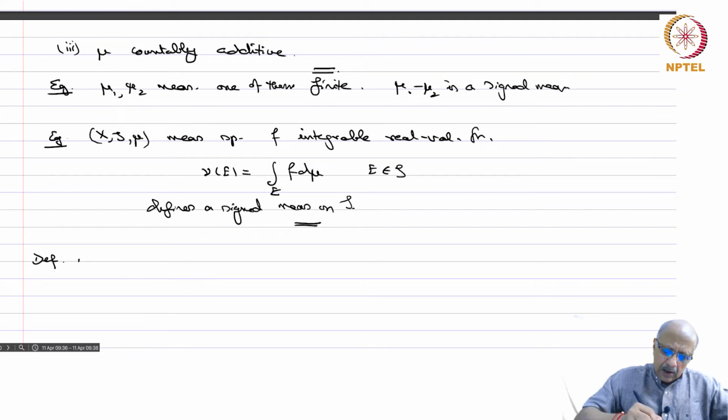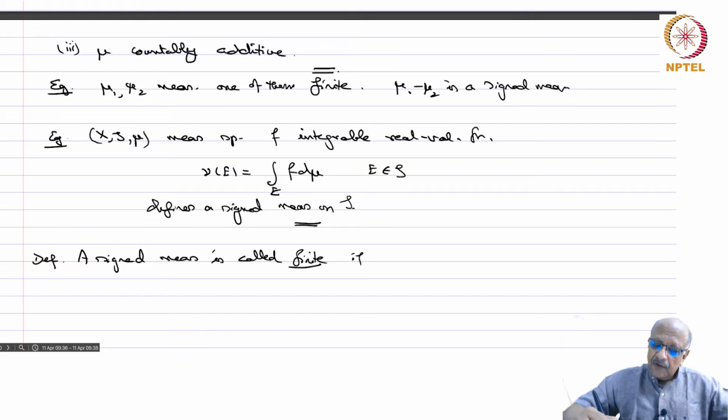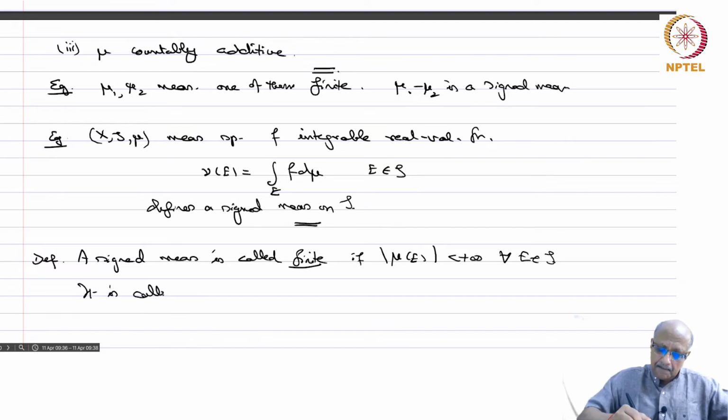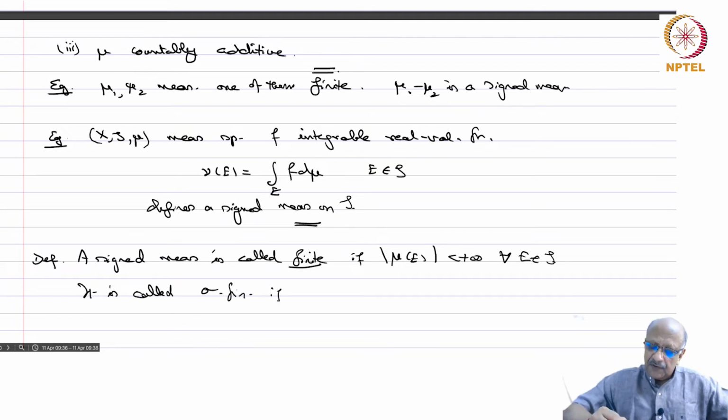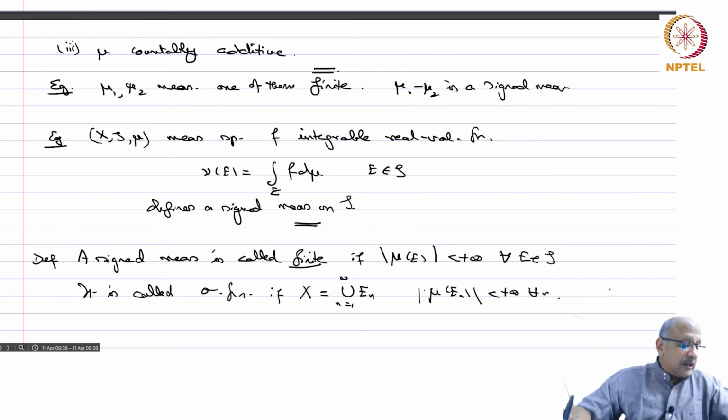So definition: a signed measure is called finite if mod mu of E is less than plus infinity for all E in S. It is called sigma finite if X equals the union of E_n, n equals 1 to infinity, and mod mu of E_n is finite for all n. Okay, so this is the definition.